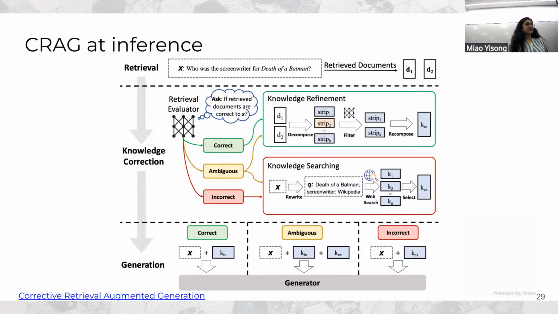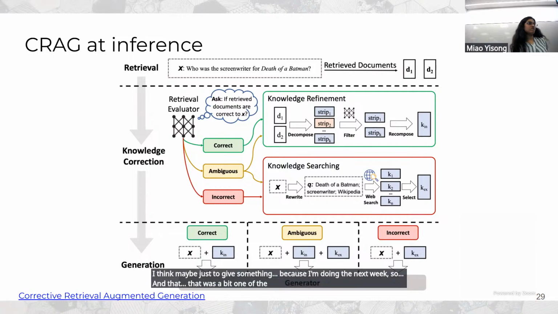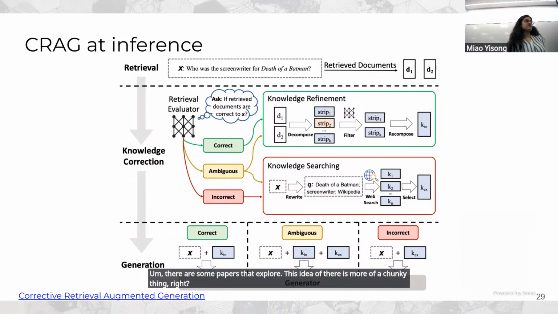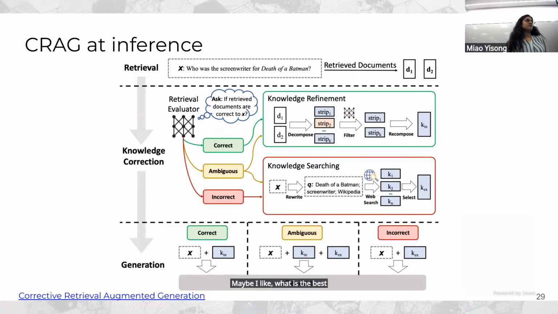Maybe just to give some insight, because I'm doing next week's one. I think that goes a bit more to the granularity of the thing. There are some papers that explore this idea of granularity. It's more of a chunking thing, right, where they ask what the best granularity is. Basically they end up using something you may have heard of, like a mixture of experts, but with granularity. And they find that it differs for different products. So yeah, let's move on.